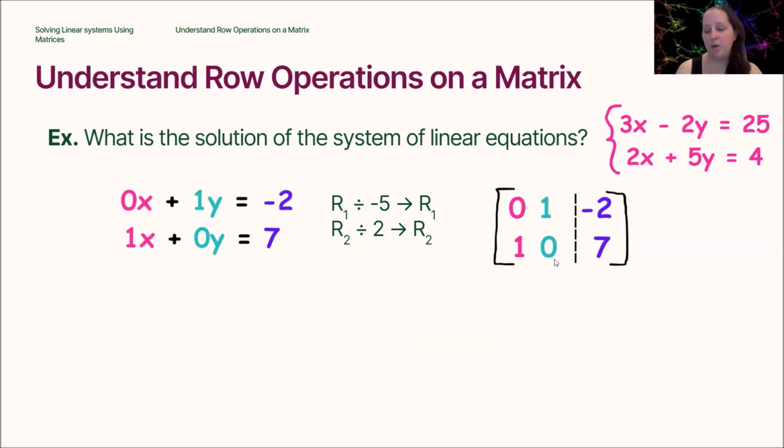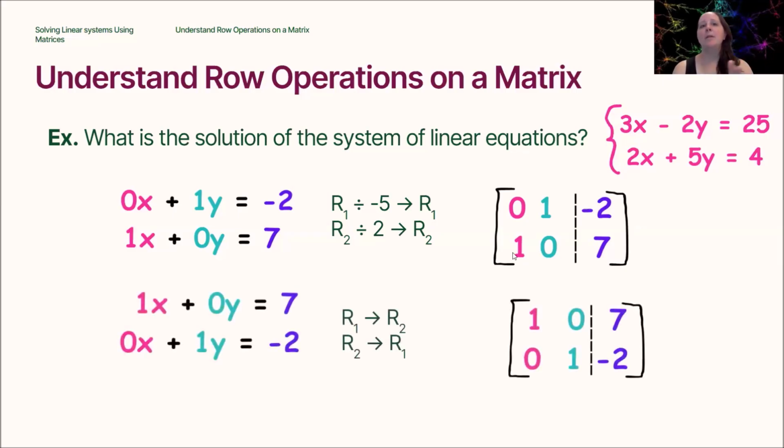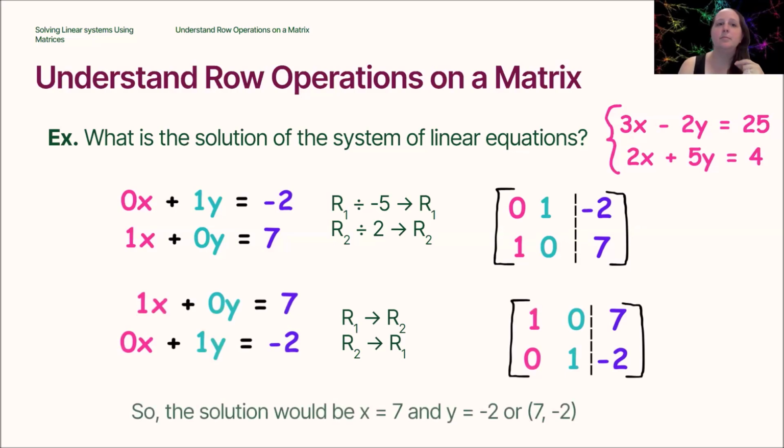That's what we want when we solve an equation, when we look at a matrix. We want zeros and ones on this side of our dashed line. I'm going to then switch row 1 and row 2 because I want them in order for variables. I want a 1 first because that represents my x values, and then a 0 because that represents my y values. And then for the next row, I want 0 and then 1. So the solution for this system is x equals 7 and y equals negative 2, or I could write it as 7, negative 2.